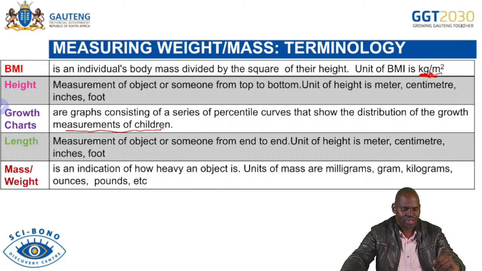And then we've got mass or weight. What do you understand by the word mass or weight? It is an indication of how heavy an object is, and the units of mass are milligrams, grams, kilograms, ounces, pounds, and so on. So those are the definitions or the terminologies that you're going to encounter during the course of this lesson.